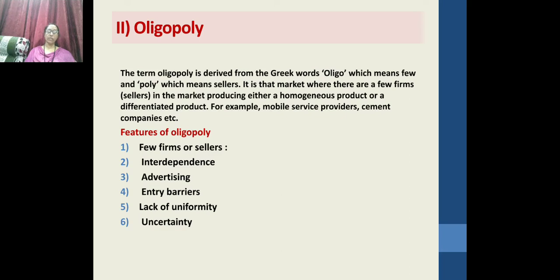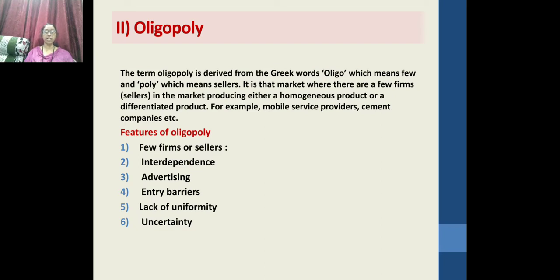Lack of uniformity. There is a lack of uniformity among the firms in terms of their size. Some firms may be small while others may be big. So उनका यूनिफॉर्म नहीं है, एक जैसा मार्केट, एक जैसा प्रोडक्टिव यूनिट नहीं है। They are different. Some may be very big, some may be very small.